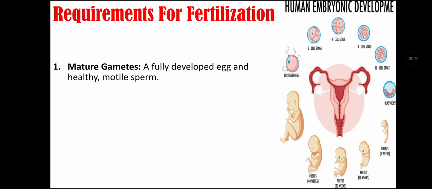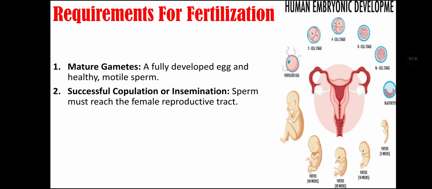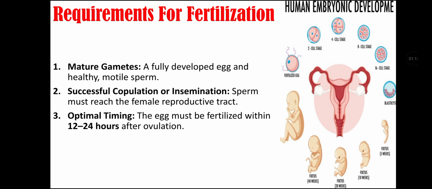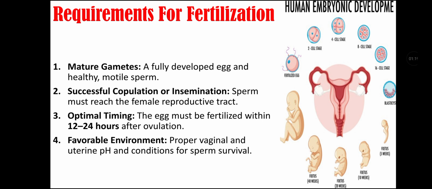First, it requires mature gametes, that are fully developed egg and healthy motile sperms. Second requirement is successful copulation or insemination, that is, sperm must reach the female reproductive tract. Third requirement is optimal timing, as the egg must be fertilized within 12 to 24 hours after ovulation. Fourth requirement is favorable environment, that is proper vaginal and uterine pH and conditions for the sperm survival should be there.